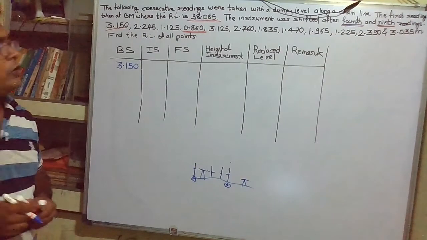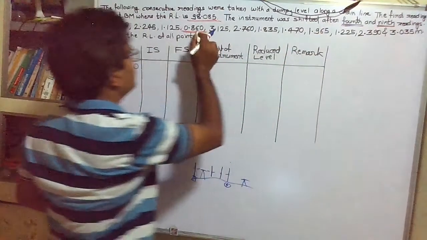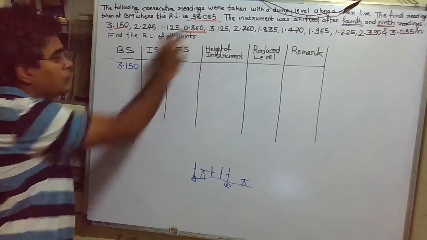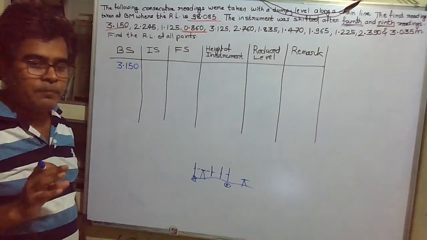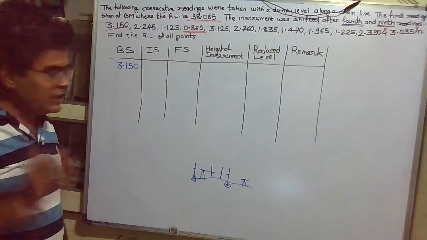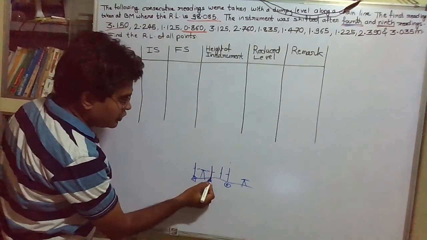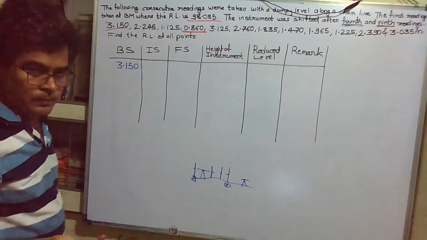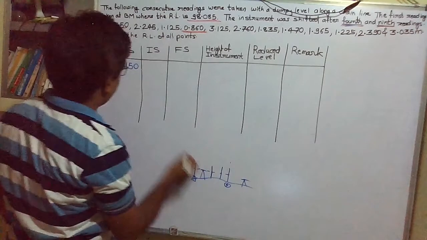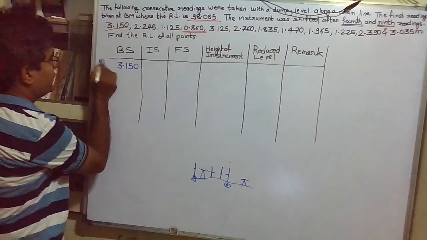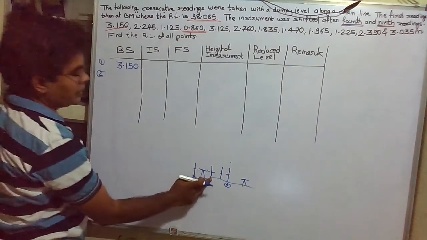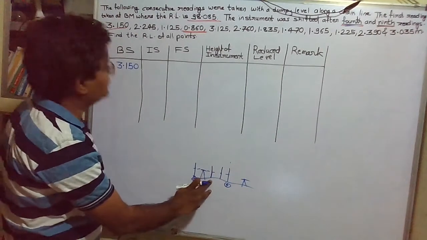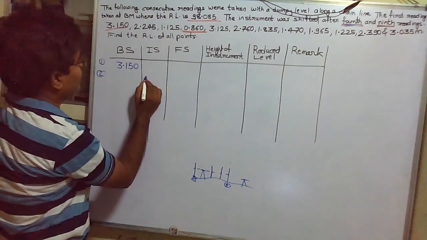Okay, so here the instrument is shifted at the fourth reading, meaning our fourth reading will come in the foresight. So between the first reading and the fourth reading, all readings will come in the intermediate sight, and each reading we are taking at an individual point. So each reading we have to write in a separate row. This is the first point, this is the second point. The second reading is taken at some different point, so we have to write that reading in a separate row.